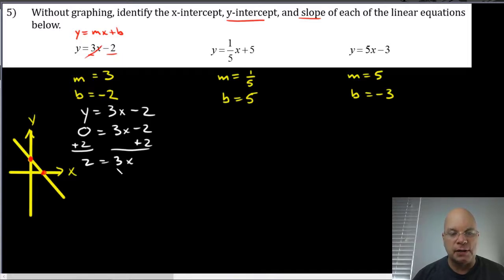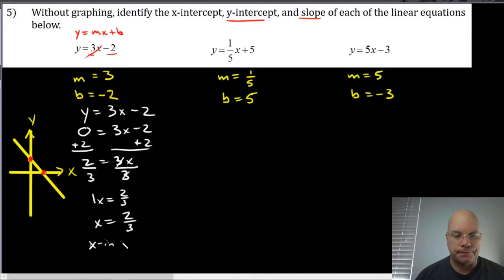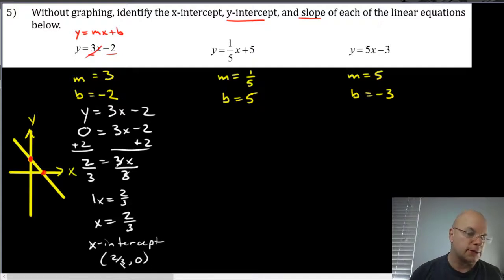Then I apply the multiplicative inverse, undoing this multiplication with division. 3 divided by 3 is 1. 1x is what I want, but I have to divide the other side of the equation by 3 because of property of equality. So 1x equals 2/3, or x equals 2/3. That's the x-intercept. It would occur at 2/3, 0. That would be the ordered pair for the x-intercept.